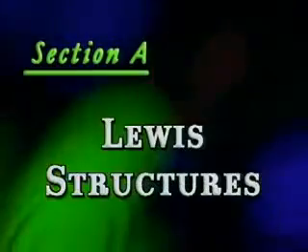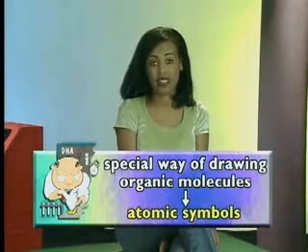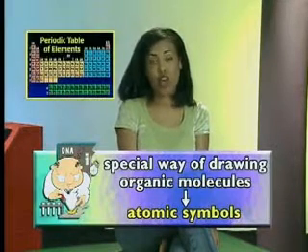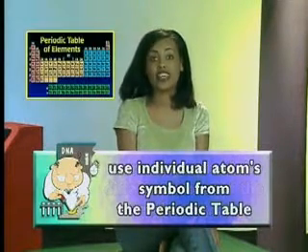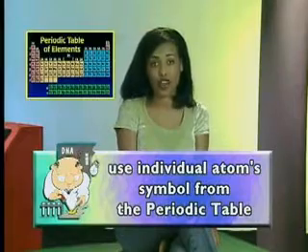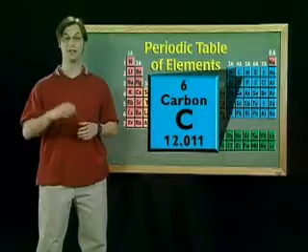Section A. Lewis structures. Since most of organic chemistry focuses on molecules, organic chemists have a special way of drawing organic molecules using the atomic symbols from the periodic table. When organic chemists draw molecules, they represent each of the different atoms of the molecule using the individual atom symbol from the periodic table. To represent carbon, we use its atomic symbol, the letter C.